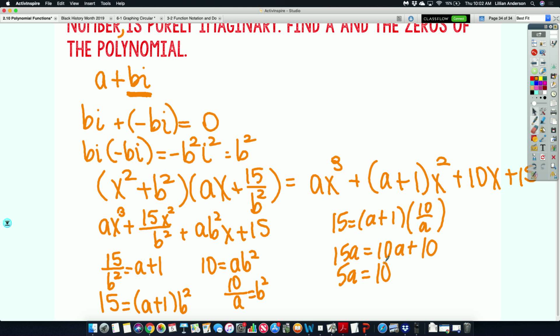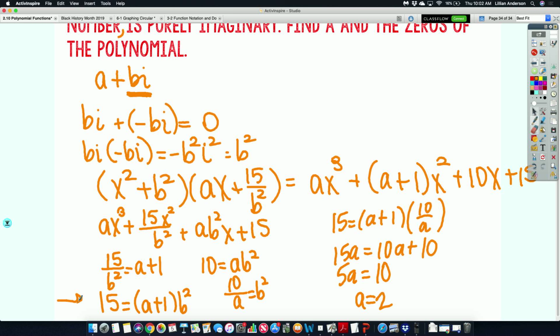And distribute correctly. a is equal to 2. So when you foil this out, of course you match up your terms. 15 over b squared is equivalent to a plus 1. a b squared is equivalent to 10. And you basically are solving a system using substitution. What I did was I solved the second equation for b squared so that I could plug it in over here. There are different ways you could have done this, probably easier, but this is how I saw it first. I plugged in 10 over a for the b squared into the equation on your left. I multiplied both sides by a to get rid of the denominator, distributed the 10 correctly the second time, and then got that a is equal to 2.